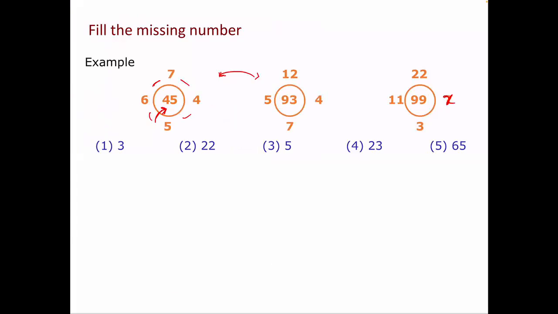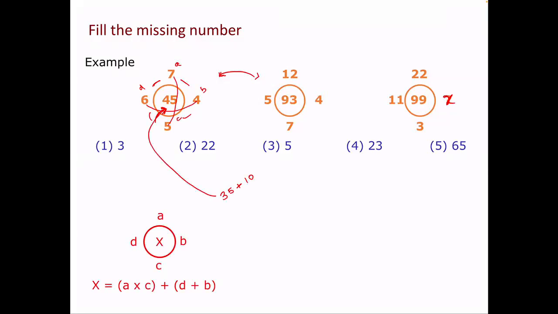So the logic here is this. If you call them A, B, C, D, then the logic is to multiply first A into C. So 7 into 5 is 35, plus D plus B. 6 plus 4 is 10. 35 plus 10 is 45. Similarly, keep it here.